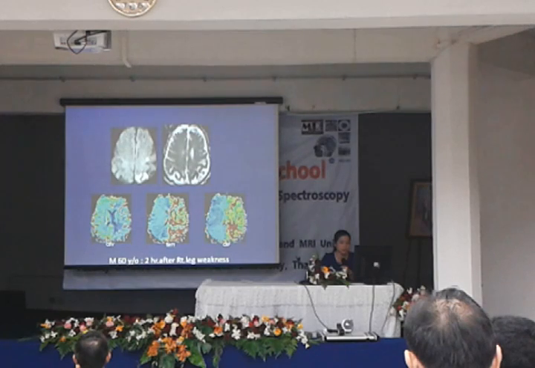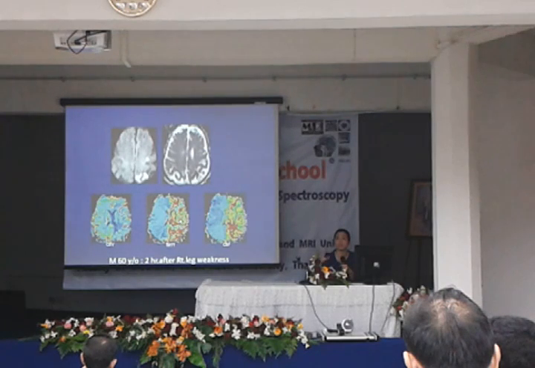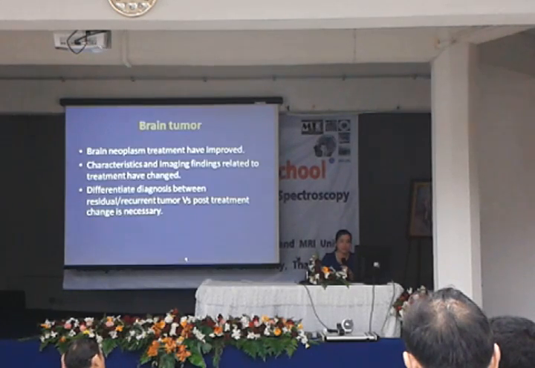And this one, a 60-year-old male, 2 hours after right leg weakness. You see DWI has a small area of restricted diffusion. But for perfusion, the perfusion defect is very large. Then this case has a very large penumbra zone. Then this one is the ideal candidate for thrombolysis.